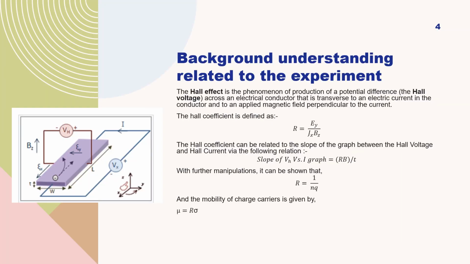So now let's talk about the Hall effect. The Hall effect is the phenomenon of production of a potential difference called the Hall voltage across a semiconductor sample when placed in a region with applied mutually perpendicular electric and magnetic fields.